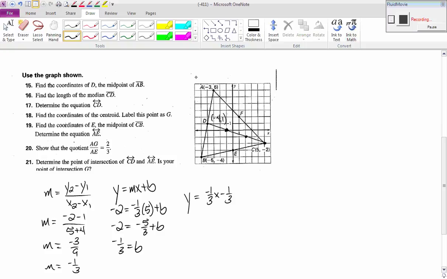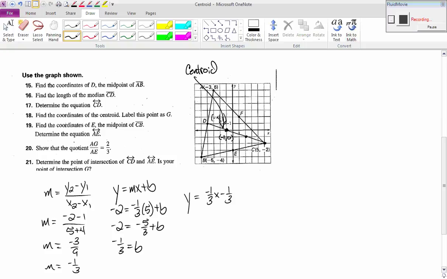So this point, by definition, has to be the centroid. Okay, again, because this is 1/2 the length of this piece, or 1/3 of the entire thing. So the centroid then would be the point (-1, 0).